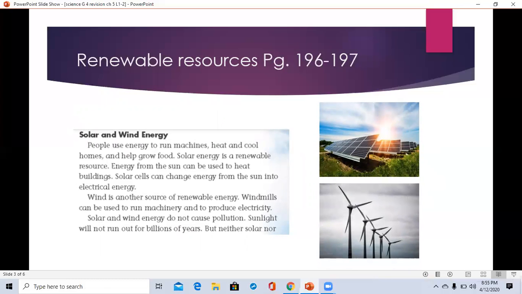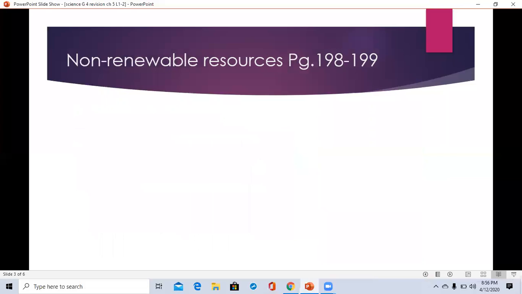Solar and wind energy. People use energy to run machines, heat and cool their homes, and help grow food. Solar energy is a renewable resource. Energy from the sun can be used to heat buildings. Solar cells can change energy from the sun into electrical energy. Wind energy is another source of renewable energy. Windmills can be used to run machines and to produce energy. Solar and wind energy do not cause any pollution. Sunlight will not run out for billions of years, but neither solar nor wind energy will always be there.